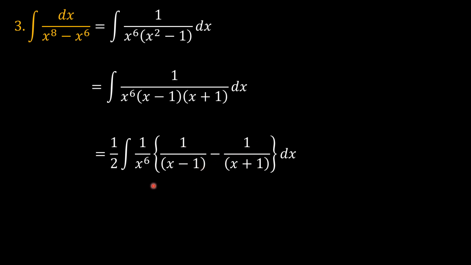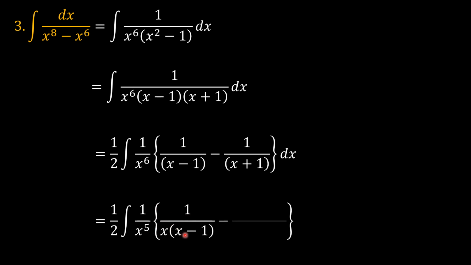From here, we're going to, in a stepwise fashion, link in x from the x to the power 6, one at a time, until all the 6 x's disappear. So let's begin. We have half the integral of 1 over x to the 5th, open bracket, 1 over x times x minus 1 minus 1 over x times x plus 1.